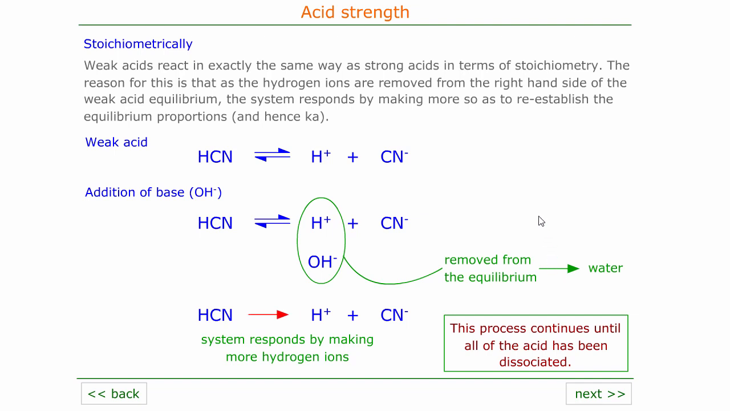This doesn't have any effect stoichiometrically because, for example, when we neutralize a weak acid, the OH minus ions that we add to neutralize the acid remove the hydrogen ions from the right hand side. And what happens? More hydrogen cyanide responds by dissociating to make more hydrogen ions, which then can react with more base. So the process continues until all of the acid has been dissociated and all of the hydrogen ions have been neutralized by the addition of the base. So stoichiometrically, there is no difference between a weak acid and a strong acid.